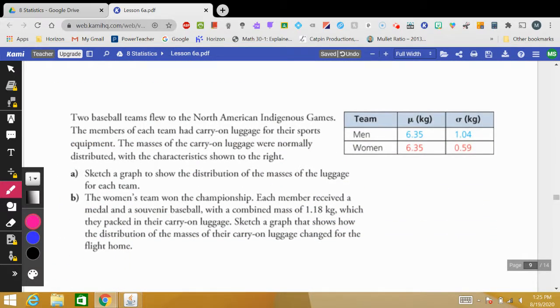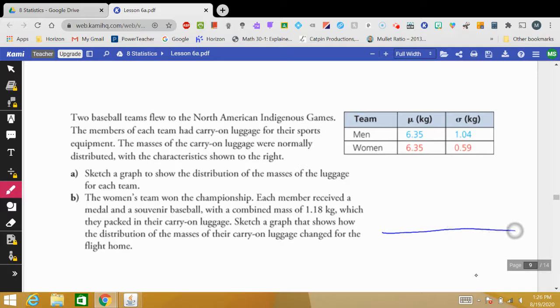So it says 2 baseball teams flew to the North American Indigenous Games. The members of each team had carry-on luggage for their sports equipment. The masses of the carry-on luggage was normally distributed with the characteristics shown at the right. So the men's luggage had an average of 6.35 and a standard deviation of 1.04. So sketch a graph to show the distribution of the masses.